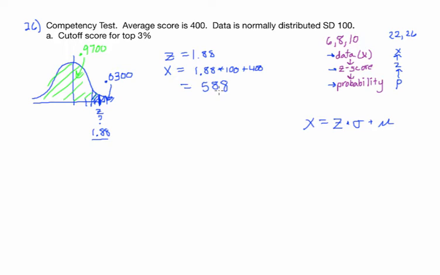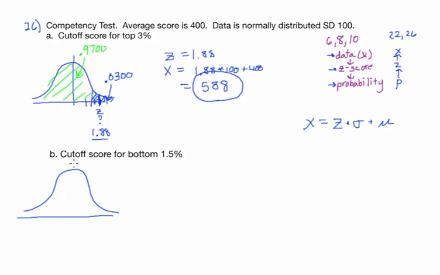So that data value is 588. That's the cutoff score to be in the top 3%. The bottom 1.5% go to summer school. What score do you have to get so that you're not in that bottom 1.5%?